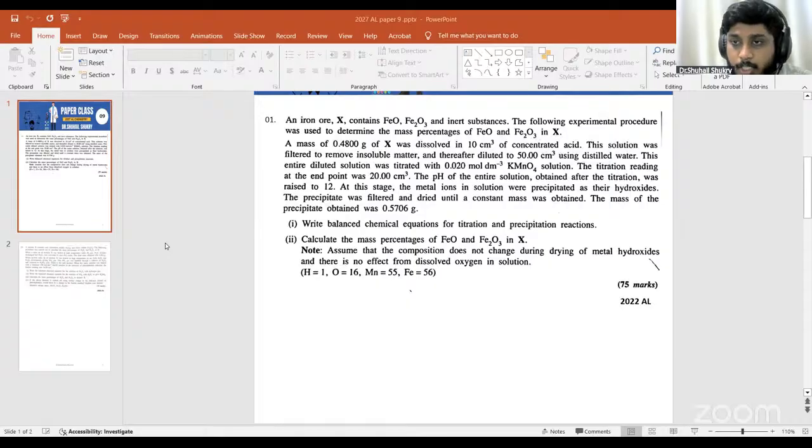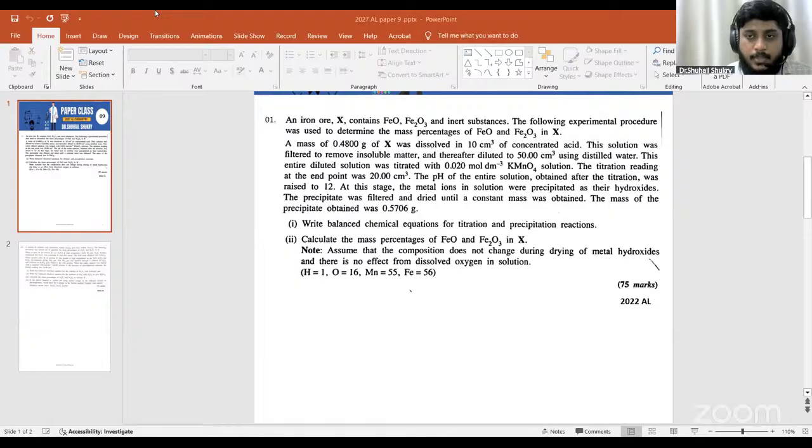Now they have done the following. The experimental procedure was used to determine the mass percentage of FeO and Fe2O3 in X. So what they have done first of all, 0.48 gram of X was dissolved in 10 cm³ of concentrated acid. First of all, they are dissolving this. So with this dissolving, what are they expecting in this part? They are mainly expecting to titrate, again, to make this medium acidic.